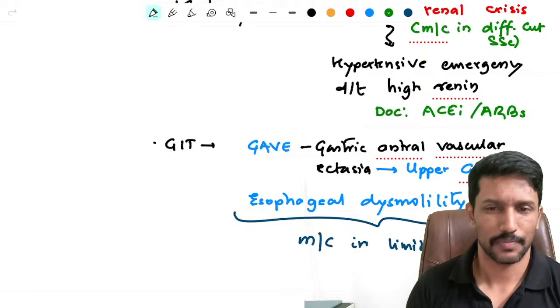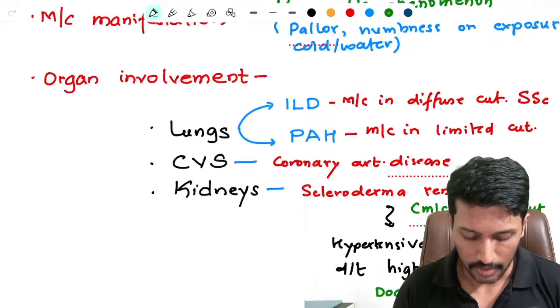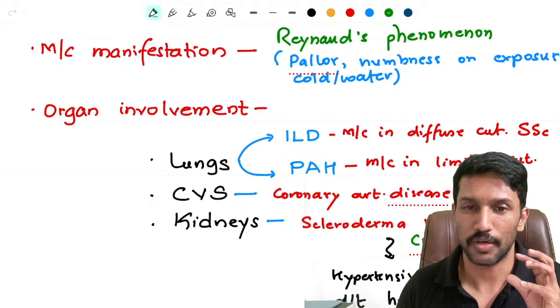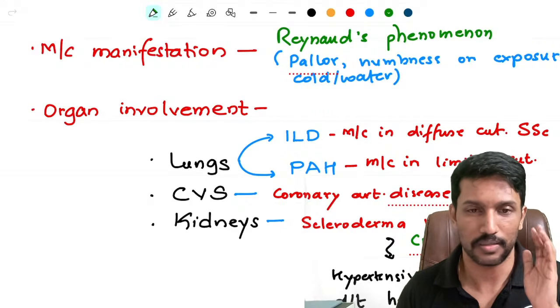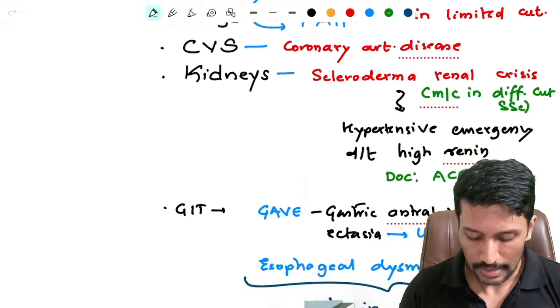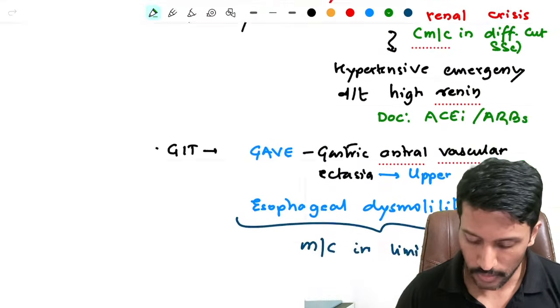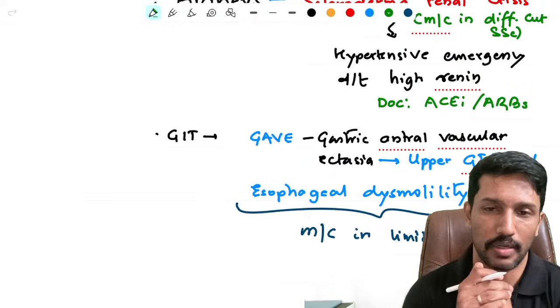How do I remember all of this? It's easy to just remember the list. In the lungs I will have ILD and pulmonary arterial hypertension. In the CVS I will have coronary artery disease. In the kidney I will have renal crisis. In the GIT I will have gastric antral vascular ectasia or esophageal dysmotility.